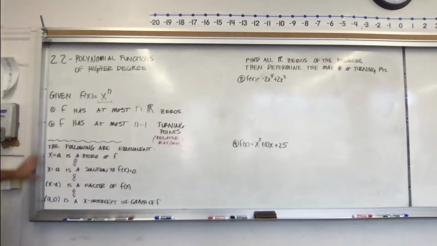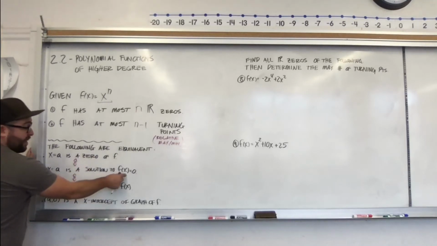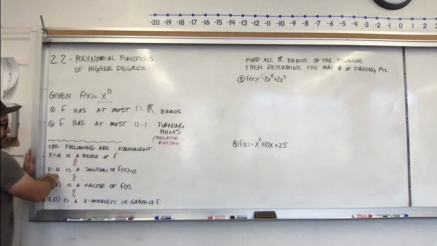And I just want to make note of the following down here. We're going to see a lot of this throughout the rest of this chapter. These following 4 statements are equivalent. If I say x equals a, if I say it's a 0 of a function, well, where do you get the zeros? That's when you let f of x equal 0. So that's no different than that being a solution to it.